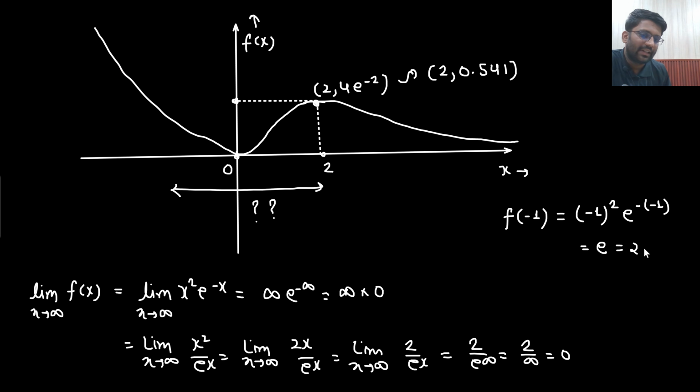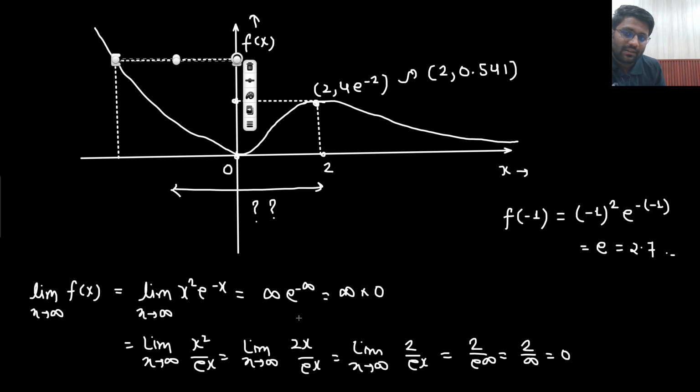e to the power 1. And what is that? Roughly around 2.7. So at x equals minus 1, it will be somewhere here. Again I am saying, it is a rough graph. Someone would say this gap is very less, so this gap is very high. But it is a rough graph, you are not making a fair graph. So at x equals minus 1, the value you are getting is roughly around 2.7.